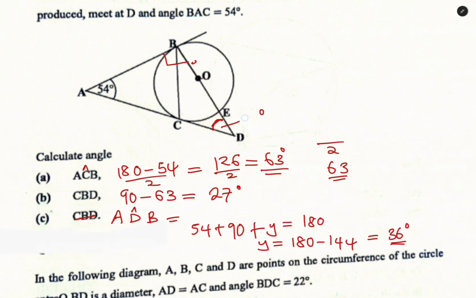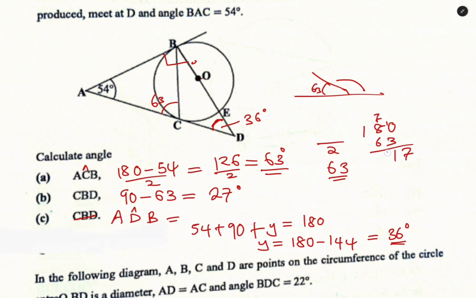But please take note that this is not the only approach that you can take to find these angles. The other way is taking this one as 63, and you know that angles in a straight line add up to 180, so you have 63 here. You can find this remaining angle, which is 180 minus 63, which gives you 117. So this one is 117.